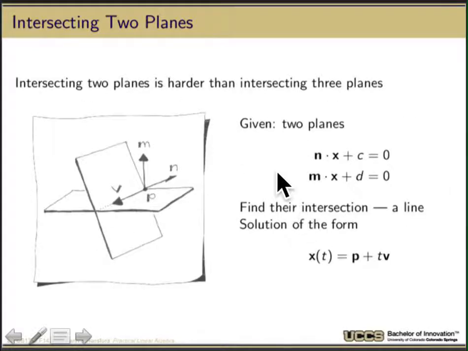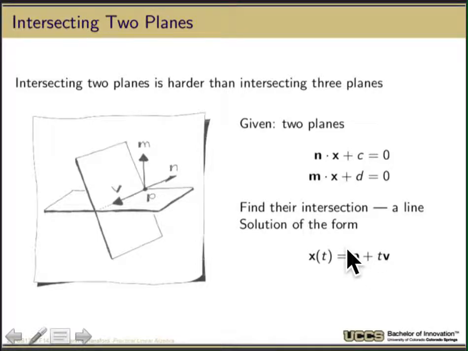Intersecting 2 planes is actually a little bit harder. We only have 2 constraints. So given 2 planes, we can write them out as n dot x plus c, m dot x plus d. We can find their intersection, and it is going to be a solution of the form p plus t times v. So think about how you're going to solve this.